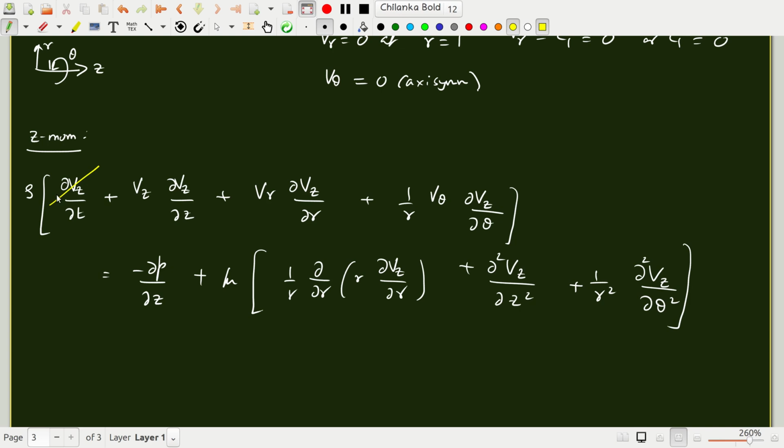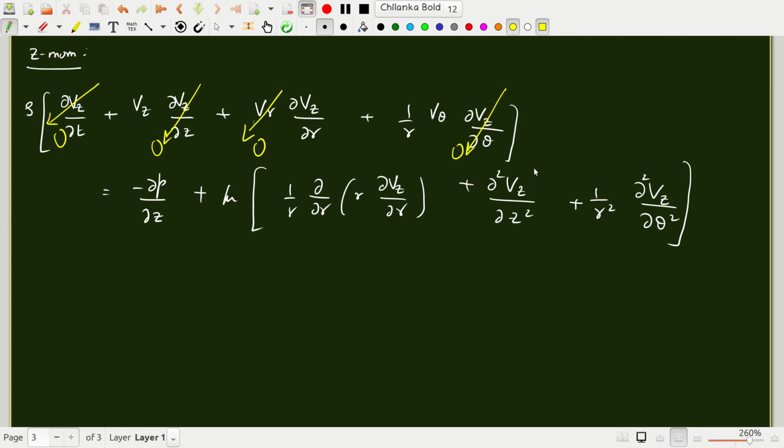Now the flow is steady, so this is 0. The flow is fully developed, so Vz is independent of z. Now we found out from the continuity equation that Vr is 0, and here Vz is independent of theta, it's axisymmetric flow. So all the terms on the left side become 0. On the right side, this is 0 because of fully developed flow, and this is 0 because of axisymmetry. So all you have is just this term. Now we can call minus dP dz as P1 minus P2 by L.